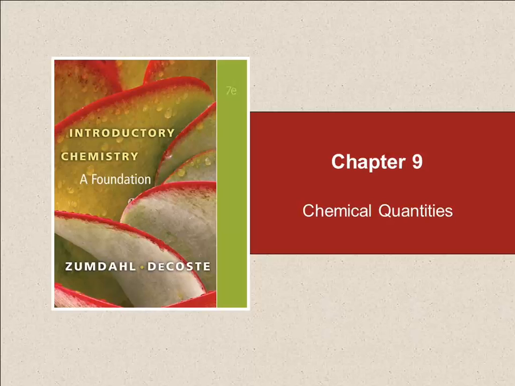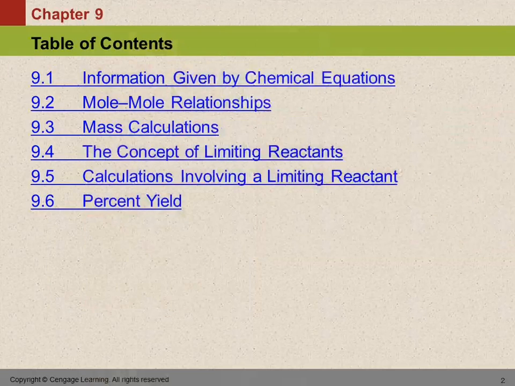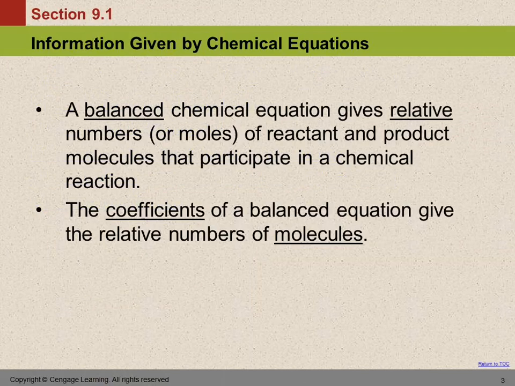Chapter 9, Chemical Quantities. Those are the things we're going to be looking at. So we're going to revisit chemical equations and what they mean. A balanced chemical equation is going to give us relative numbers of reactant and product molecules that participate in a reaction. Remember that mole is a counting unit, and so if we are looking at numbers of particles, we could also look at dozens of particles or at moles of particles. And the coefficients in that balanced equation are what give us the relative number of molecules.